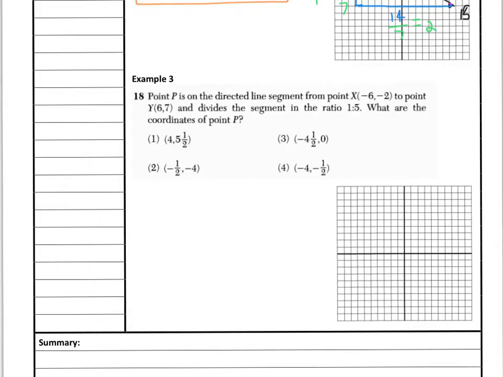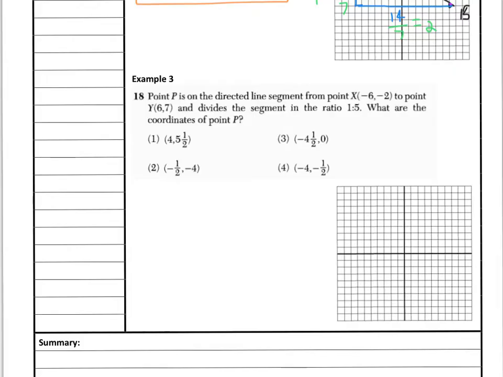So this was how they asked it not that long ago. They said point P is on the directed line segment from point X to point Y and divides the segment into the ratio 1 to 5. What are the coordinates of point P? This was a multiple choice question, and again, this actually happened to be a question where they didn't give you graph paper right on that specific question, but I want you to take that graph paper out from the back of your exam and sketch a little graph for yourself.